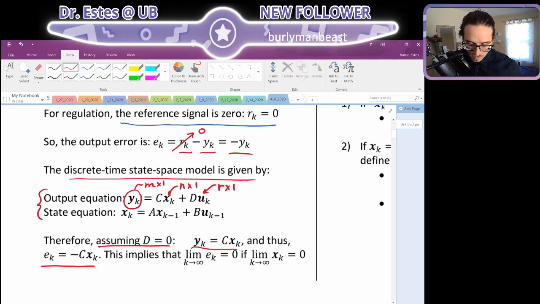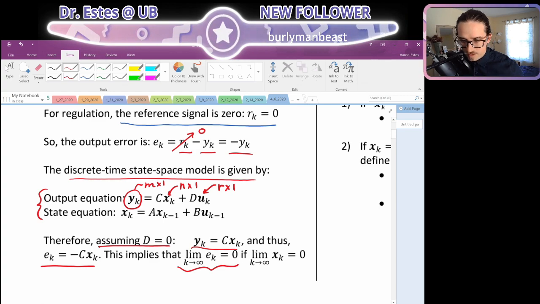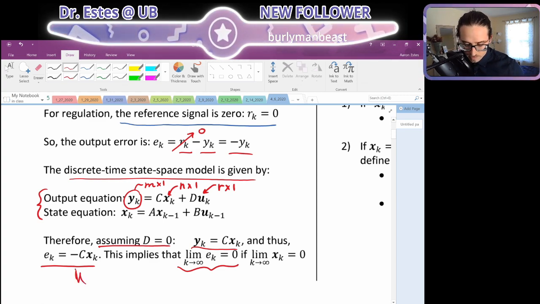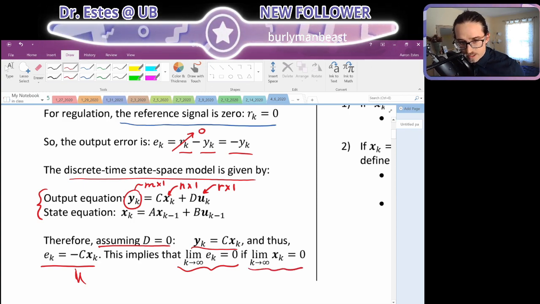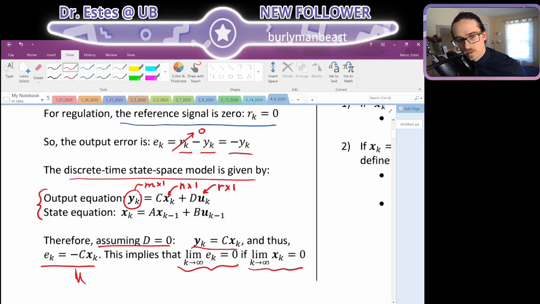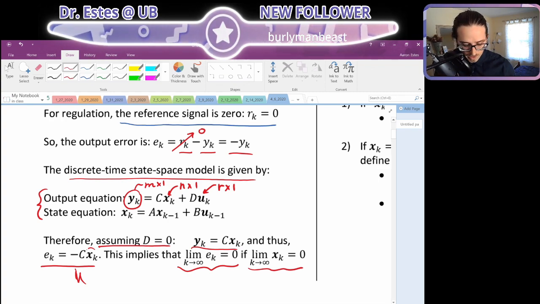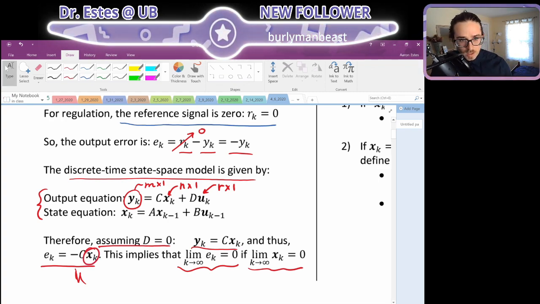So if we want our error to go to 0, because of this equation over here, that implies that our state vectors have to go to 0, because the error is just the C matrix times your states. The C matrix is going to be non-zero, so in order to make this 0, x has to go to 0 eventually.